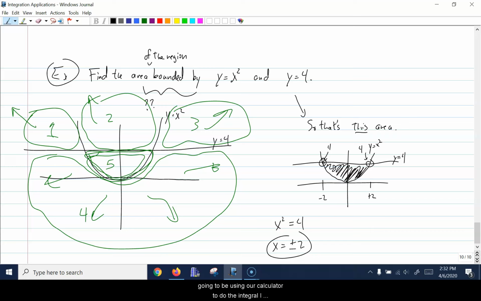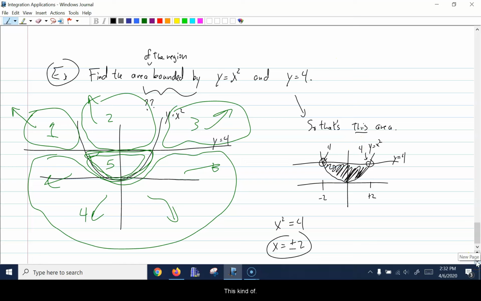Sometimes, because I'm in a context where we're going to be using our calculator to do the integral, I will give you problems where you need to use a calculator to get digits for those intersection points. We'll do one like that in a second, but here it's easy to find the values -2 and 2 by hand. So now we need to know, what do we want to integrate?